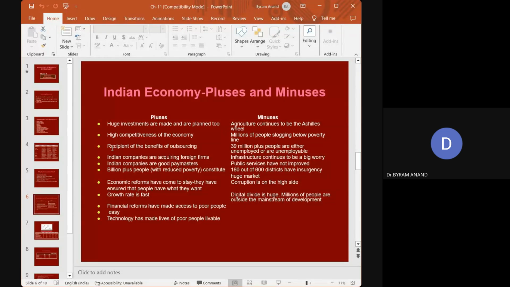The corruption is on the high side. We are seeing every day in the news ED raiding, IT raiding. Corruption is rising, whether government or private. Corruption is corruption. Everywhere there is corruption, not only in India. So the digital divide is huge.